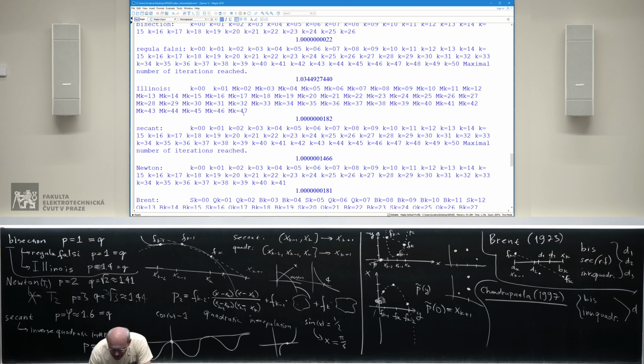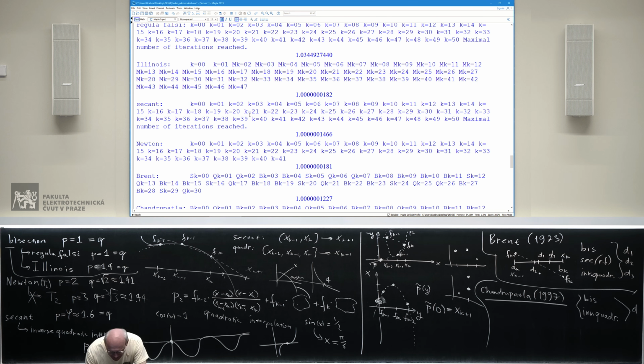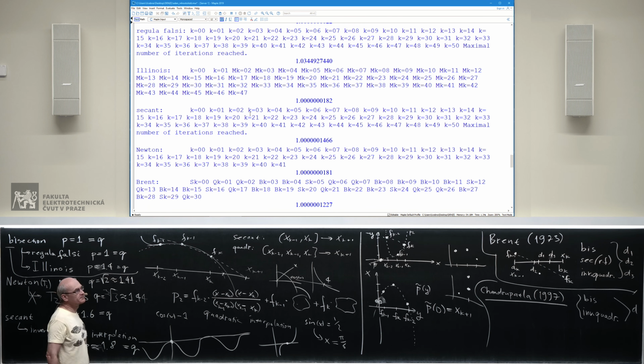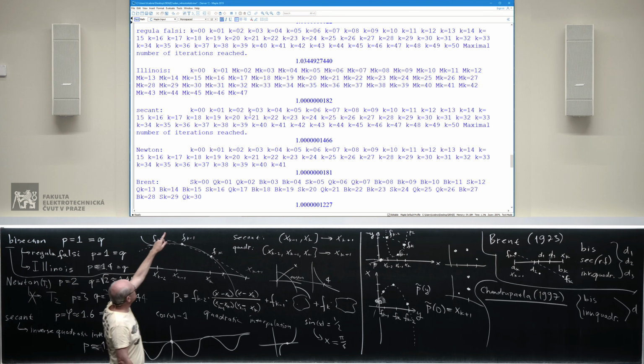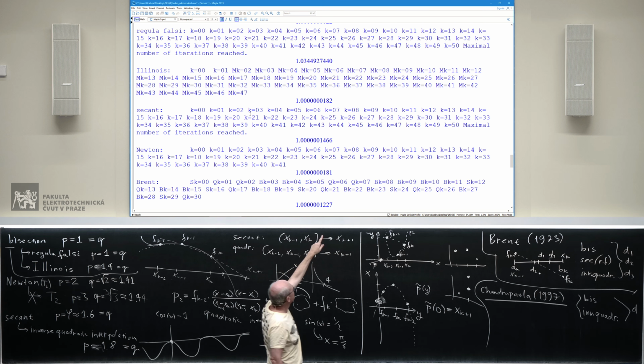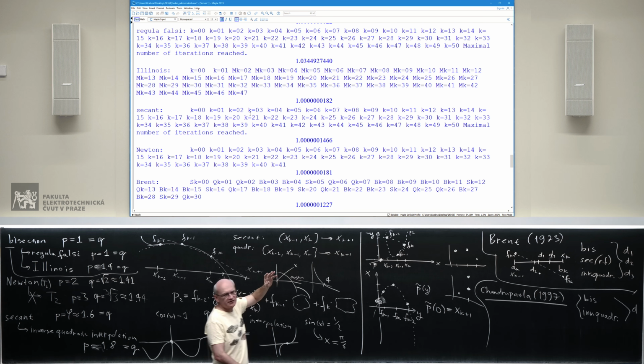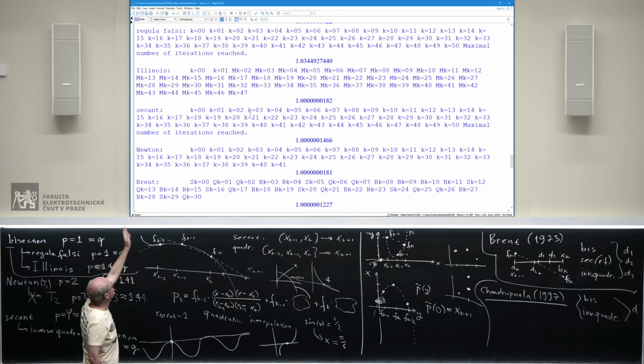Newton method. For a root of order 3, it's really bad. 41 iterations. So who is the king so far? So far, the king is the bisection method with 26 iterations. Brent method, 30 iterations. And notice how often it has to use the bisection method, because the quadratic method, the secant method, they are really bad for this root. So it's using the bisection method to speed it up.